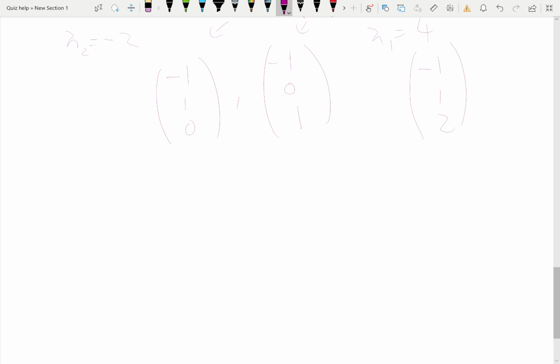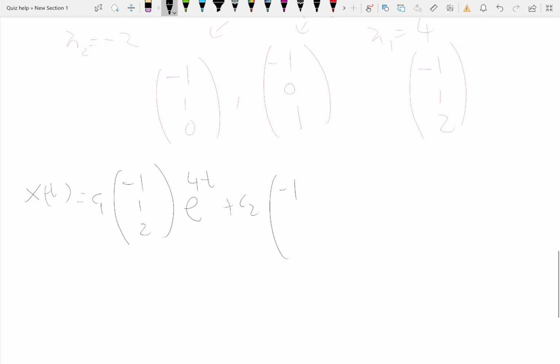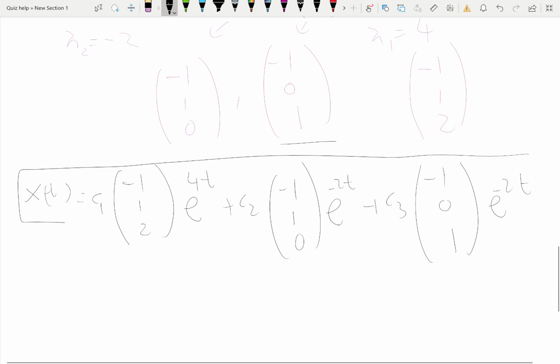So we can write the general solution now. The first is C1 times negative 1, 1, 2 and e to the 4t, where 4 is the corresponding eigenvalue, plus C2 times negative 1, 1, 0, e to the negative 2t, where negative 2 is the corresponding eigenvalue, plus C3 times the other eigenvector, negative 1, 0, 1, e to the negative 2t. So we treat it like a distinct eigenvalue case. We still have repeated eigenvalues, but we were able to find linearly independent eigenvectors. Okay, alright, that's it. Thank you.